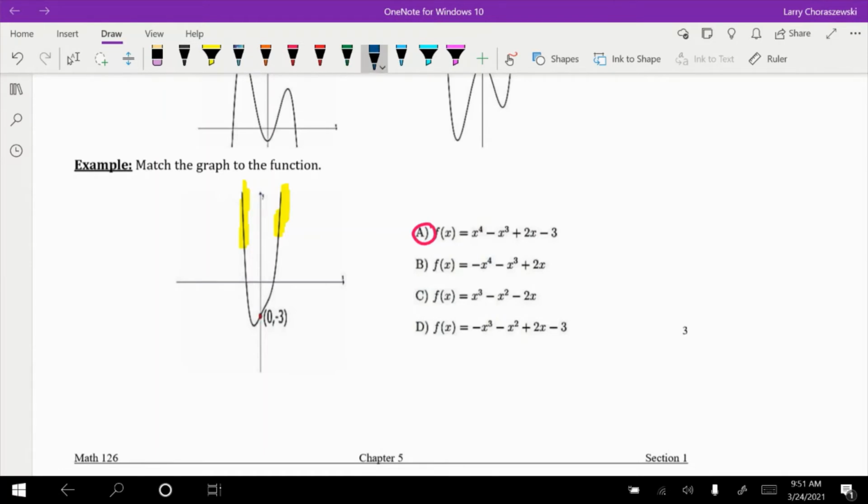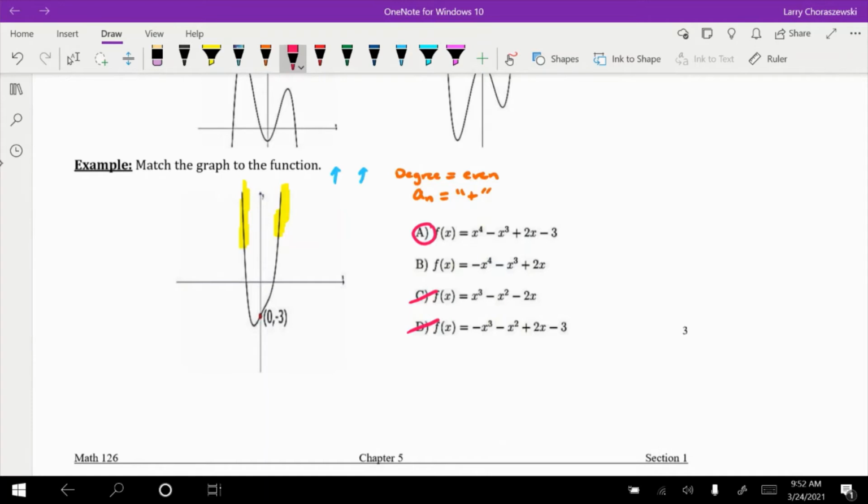Here's the reasoning for that. Both ends are pointing up. That means that our degree should be even. I'll say degree equals even. And the fact that they're pointing up instead of down would mean that our leading coefficient, we'll say a sub n, should be a positive number. So any of these functions with odd degree can be ruled out, namely options C and D.